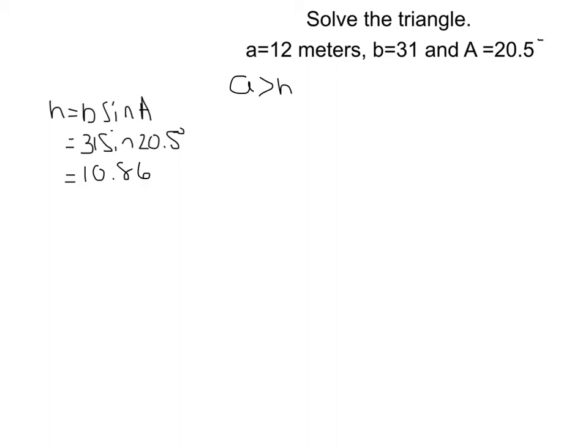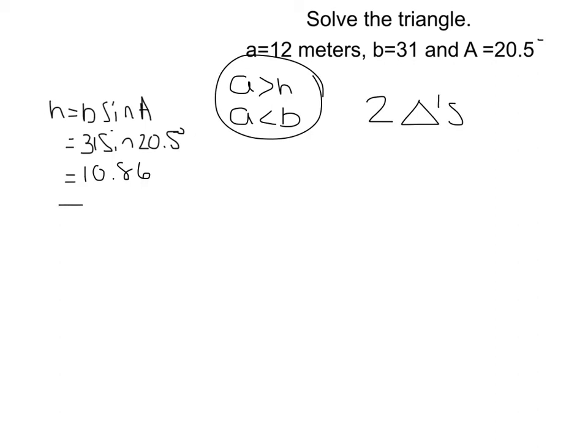Now we're going to compare a and b. 12 to 31, which one's greater? b. So here a is less than b. When this is the case, you have 2 triangles. So let's take a look at what could happen when you have 2 triangles. Let's draw what you're given. You proceed as if that's your first triangle. So triangle 1.